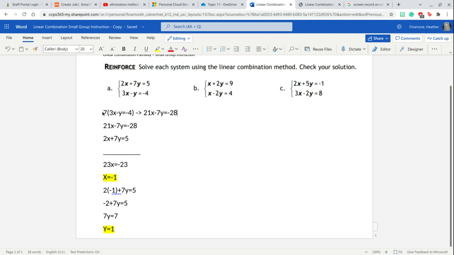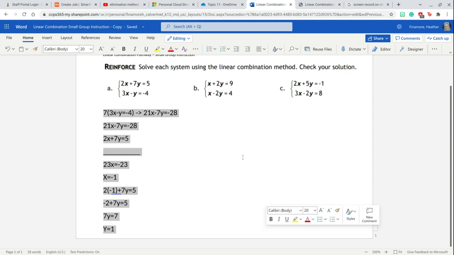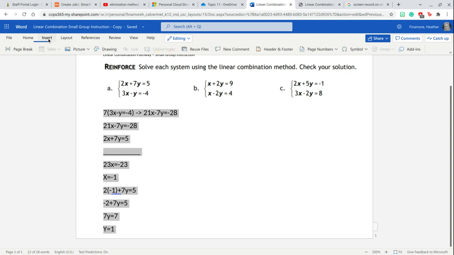Alright, how can I make this so I can have columns? Insert. Oh well. Alright, let's see if I can do this. So let's look at this next one. x plus 2y equals 9 and x minus 2y equals 4.